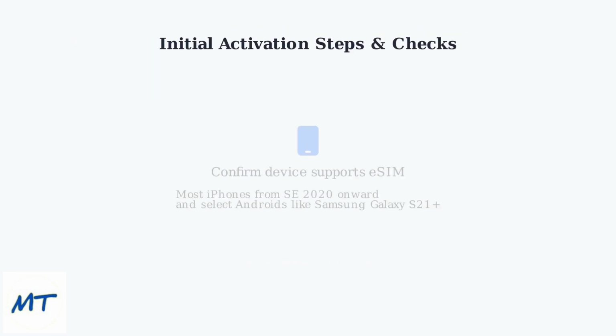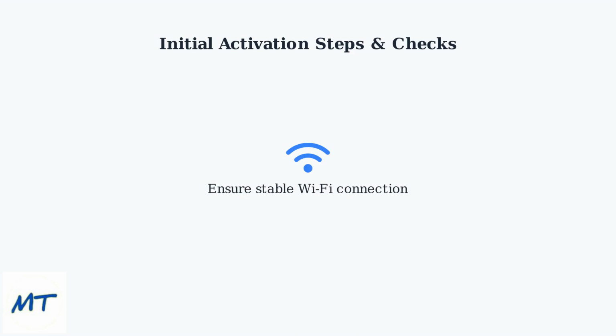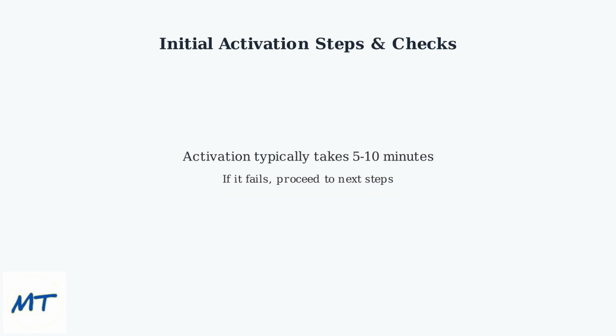First, confirm your device supports eSIM. Most iPhones from SE 2020 onward and select Androids like Samsung Galaxy S21 Plus are compatible. Ensure you have a stable Wi-Fi connection. Open the Xfinity mobile app, log in, and select Activate eSIM. Scan the QR code provided by Xfinity. Activation typically takes 5 to 10 minutes. If it fails, proceed to the next steps.